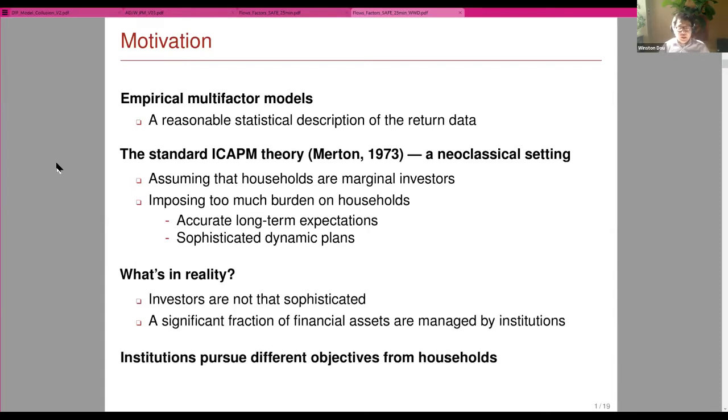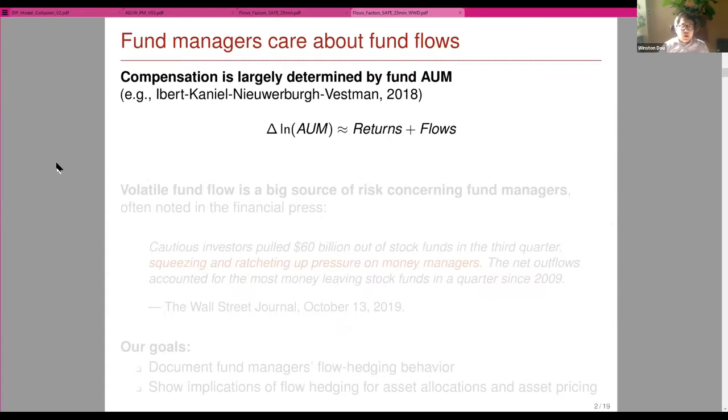And more importantly, those institutions who make investment decisions pursue very different objectives from the households. In particular, the fund managers care about fund flows. Why? Because their compensation is largely determined by their own AUMs. One of the recent influential empirical works documenting this is by Ron Kaniel, Stein, and their co-authors in 2018. And basically the idea is that the AUM is in turn driven by fund returns and fund flows.